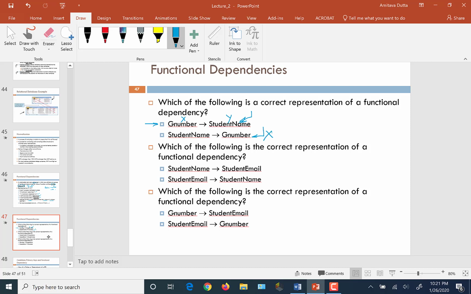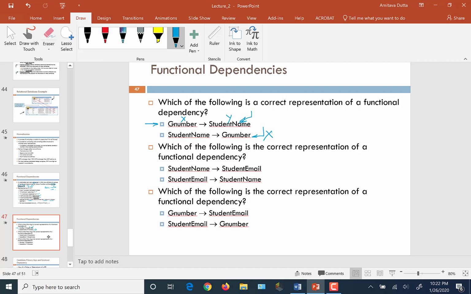Notice that the reverse is not true. Student name does not determine G number, because if I give you a student name, let's say Dan Brown, you cannot give me a unique G number, because we know from the realities of life that there could be two Dan Browns. Two different people having the same name is not uncommon at all. So knowing X, knowing student name, doesn't give me a unique G number. But if I know the G number, then I know the student name uniquely.